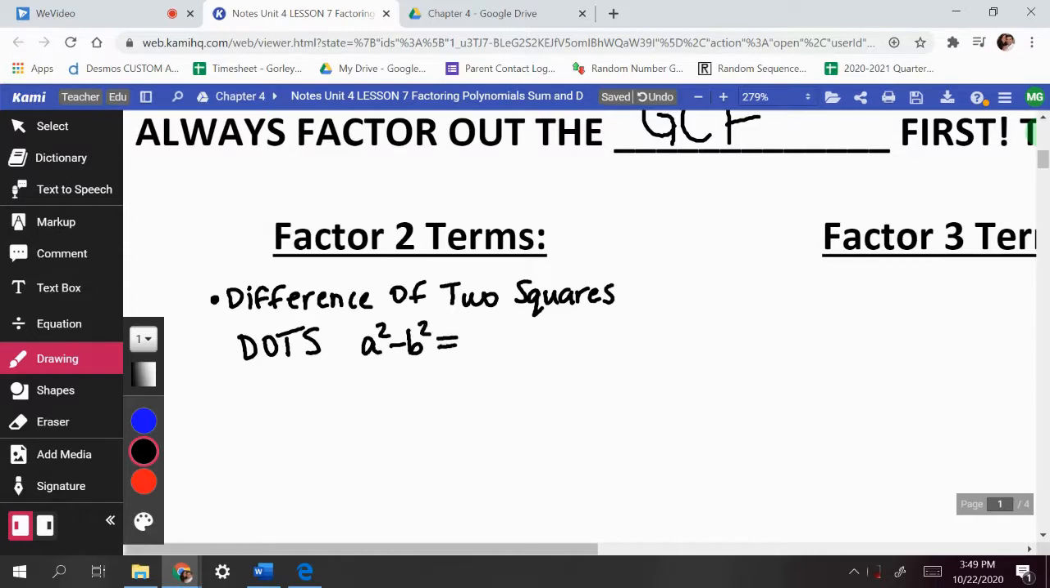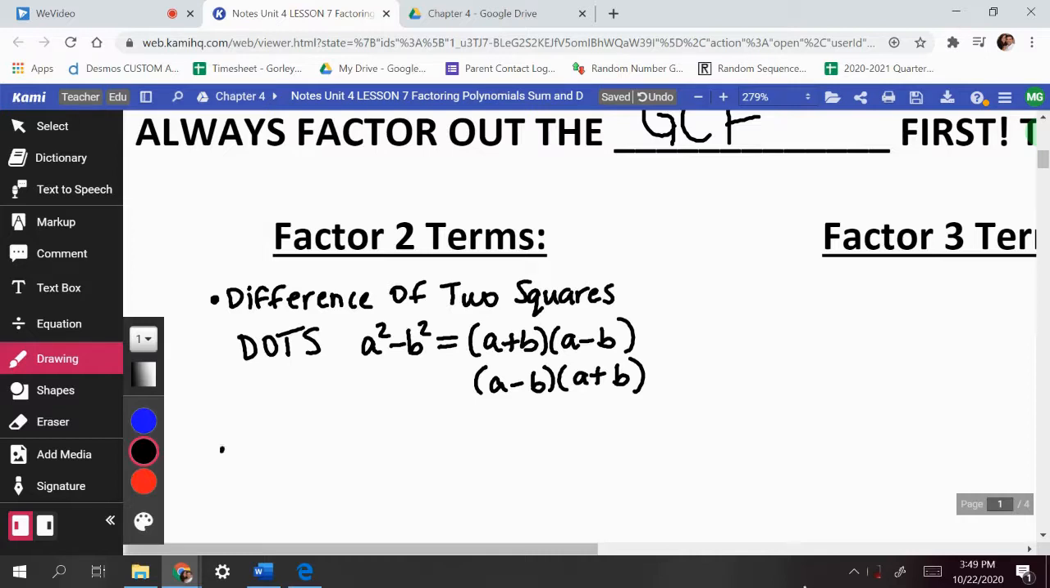If we have a difference of two perfect squares, I'm going to factor using a plus b, a minus b. You could also factor using a minus b, a plus b as well. Okay, you just want whatever's inside the parentheses to vary by a plus or minus sign. They'll look exactly the same except for the plus or minus sign.